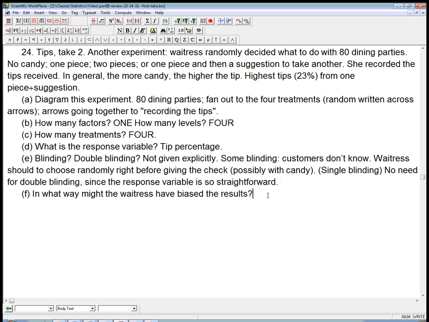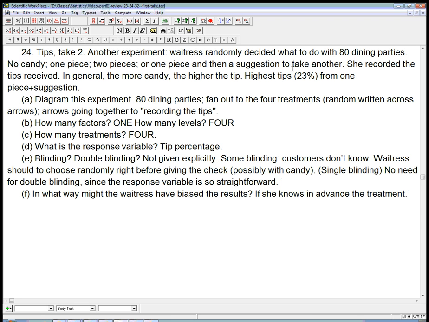Okay, and then F is really, I've already discussed that, and that's if she knows the treatment in advance. Okay, and so hopefully this was a carefully designed experiment where they realized in advance that they did the randomization at the right time. Okay, I think that's all we need to say about this one.